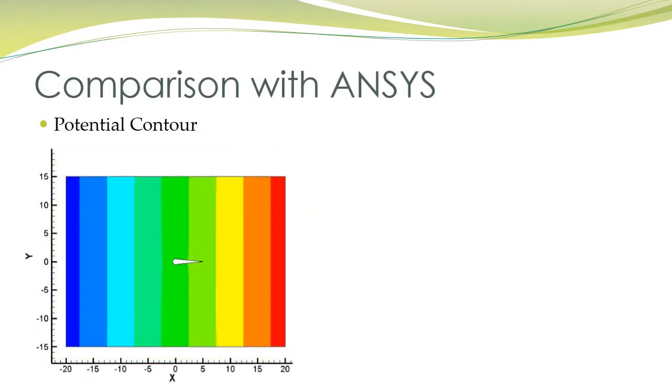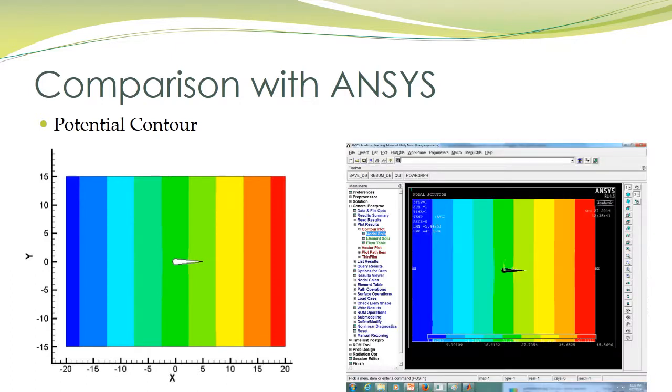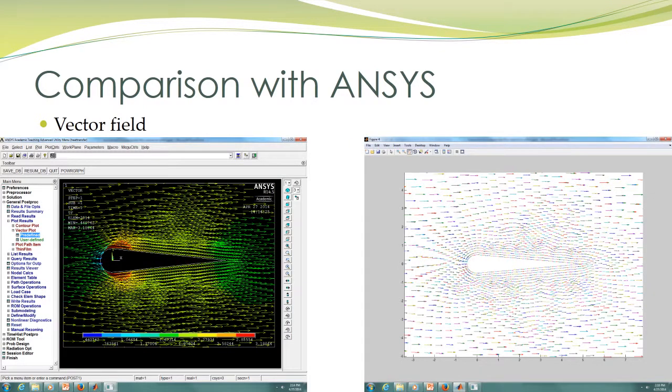Then I wanted to compare my solution with the solution of ANSYS, but ANSYS cannot set the viscosity to be 0, so I compared with the solution of a heat transfer problem. The governing equations of heat transfer and potential flow are similar, but the definitions of gradients are different. You can see the distribution of the scalar. The vector fields are quite the same. All the directions are kind of identical, but my solution didn't show the magnitude.